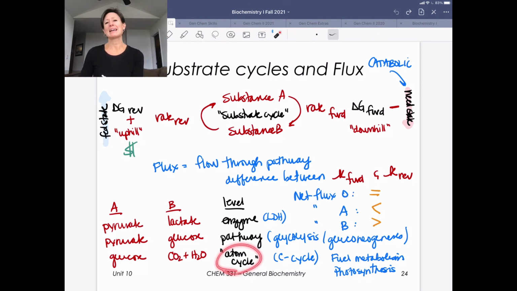And then we can even think about an atom cycle, and this is really the carbon cycle. We can think about glucose going all the way to carbon dioxide and water, and then carbon dioxide and water going back to glucose. We don't have the ability to operate a substrate cycle in that way because that forward direction is fuel metabolism. The reverse is photosynthesis, and obviously we cannot do photosynthesis. So these are big picture concepts for how we think about interconverting metabolites and how close they are to one another in a biochemical system.